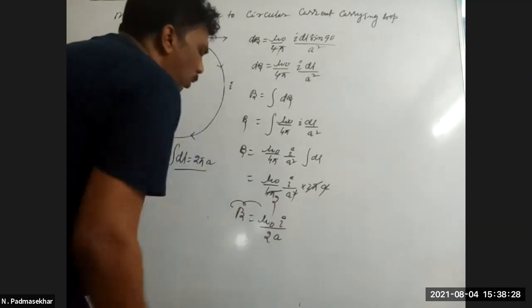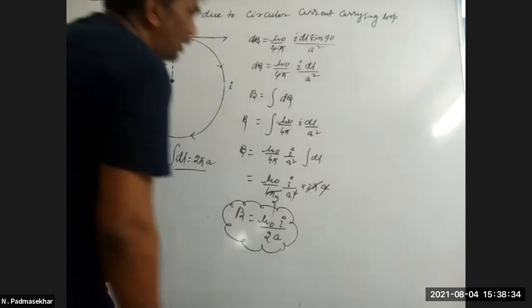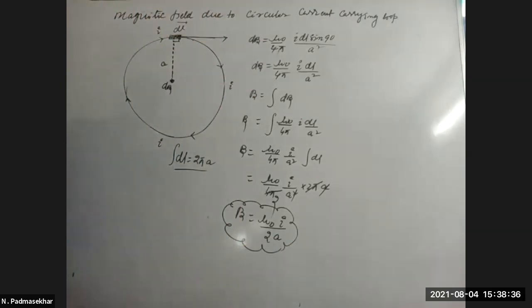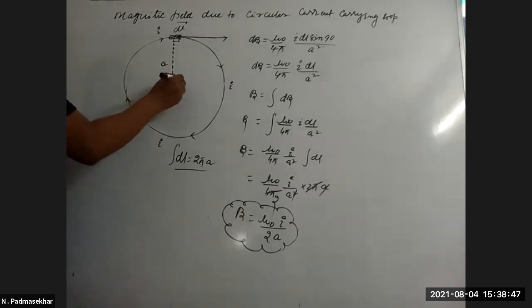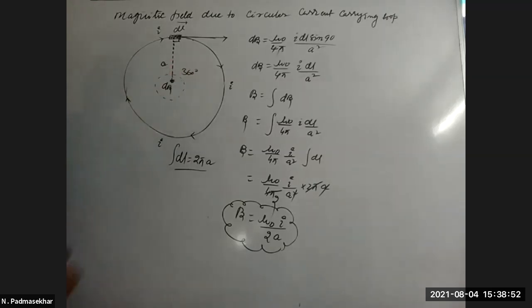This is the magnetic field at the center of the circular current carrying loop, mu naught I by 2a. And now, what is the total angle? Total angle is 360 degrees. So for 360 degrees, that is 2 pi radians.